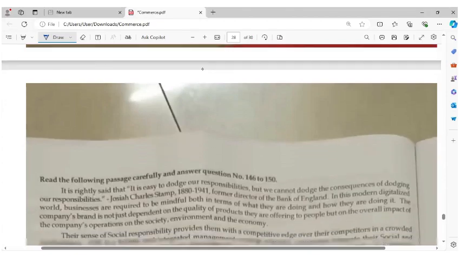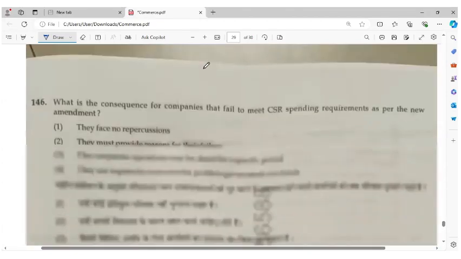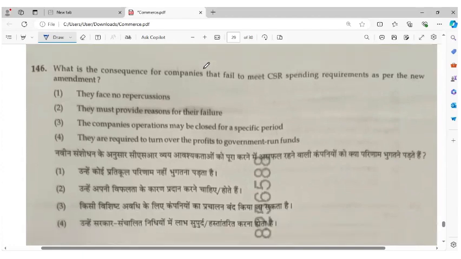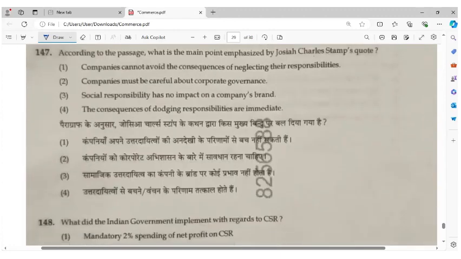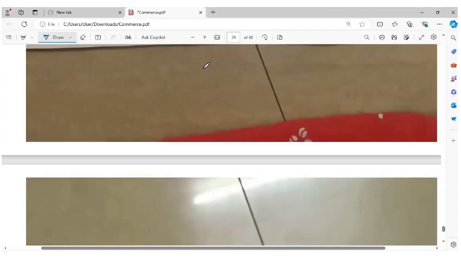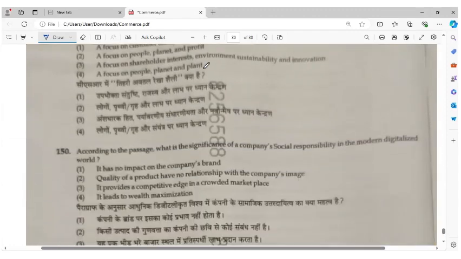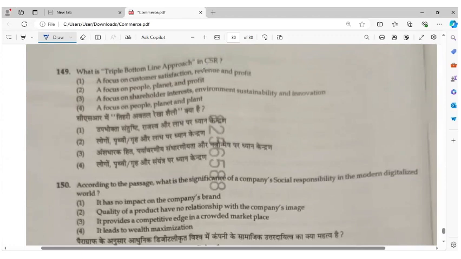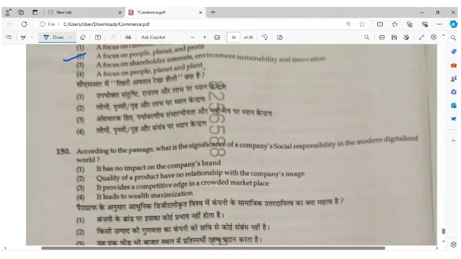Next, again a passage is given, two passages in your question paper. For question number 146, the fourth one is correct. For 147, the first one is correct, and for 148, the first one is correct, because it's all related to whatever they gave in your passage. So we don't need to discuss it, and we'll discuss it in the next question. You have to evaluate your answers and just comment to me in the comment box. The 149 has the second one, and the last one, 150, has the third one.